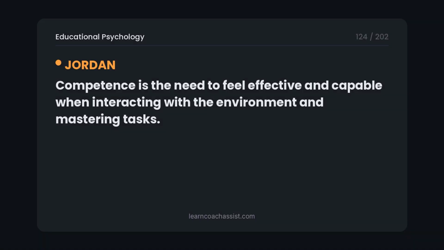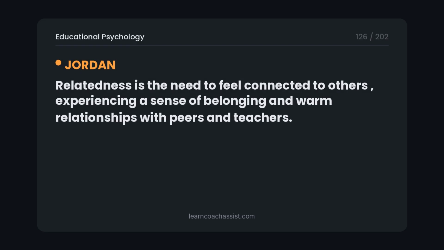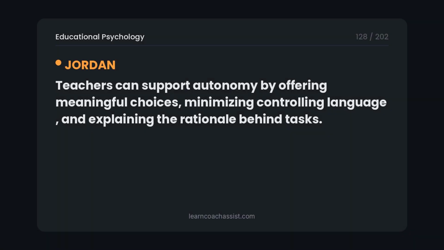What is competence in self-determination theory? Competence is the need to feel effective and capable when interacting with the environment and mastering tasks. What is relatedness in self-determination theory? Relatedness is the need to feel connected to others, experiencing a sense of belonging and warm relationships with peers and teachers. How can teachers support autonomy in the classroom? Teachers can support autonomy by offering meaningful choices, minimizing controlling language, and explaining the rationale behind tasks.